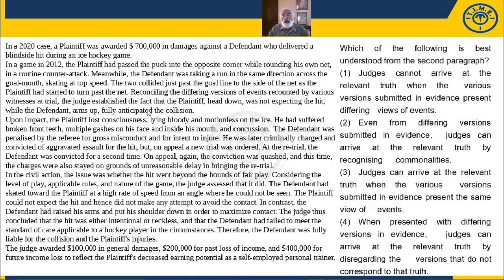Okay, now let's come down to the questions. Which of the following is best understood from the second paragraph? Now, in the second paragraph, they're describing the nature of the accident and they're also saying how the judge established what he established. Now, the choices here don't talk about the description of the accident, but they do talk about the judge and what he arrived at. Now, I know that the judge arrived at a common understanding. He arrived at an understanding of what happened from the common parts of the different versions given to him.